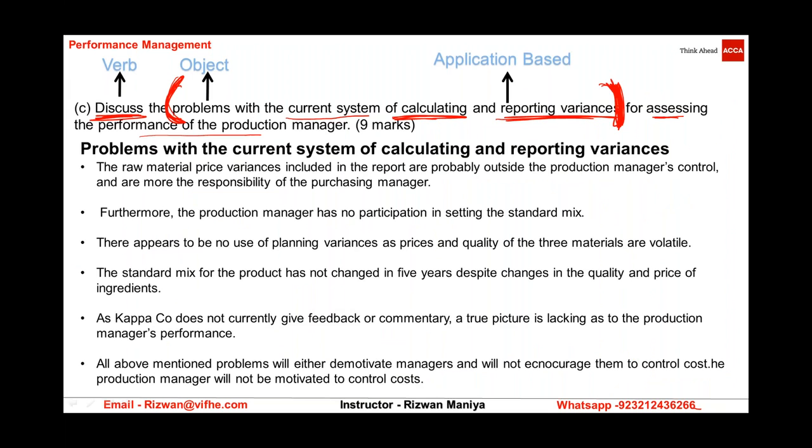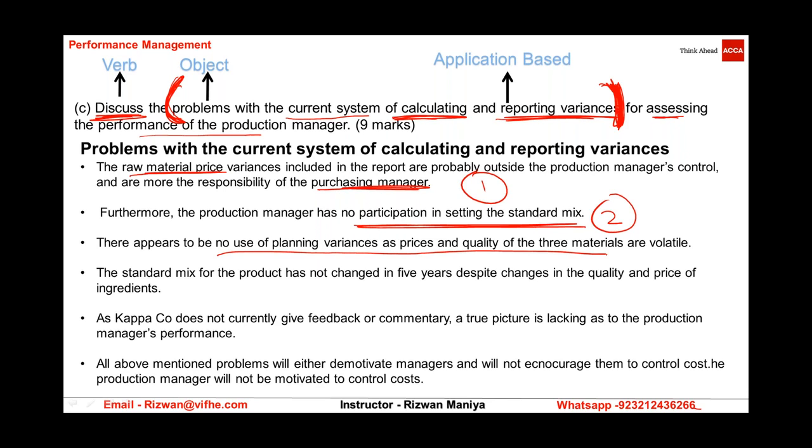Number one, raw material price variance is the responsibility of the purchase manager. Number two, no participation in setting the standard mix, no input. Number three, no use of planning variances, because if things are not in his control due to price changes, why should he be responsible for that? Number four, the standard mix hasn't been changed, outdated standard. Number five, no feedback, no commentary to understand the true picture. Five points from the scenario. Are you getting my point?